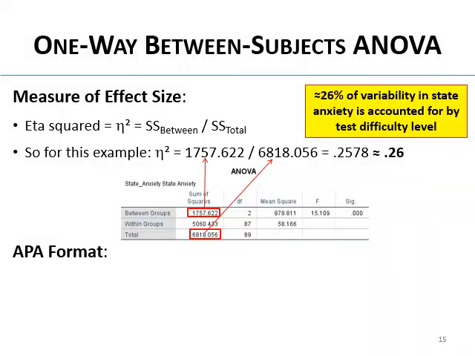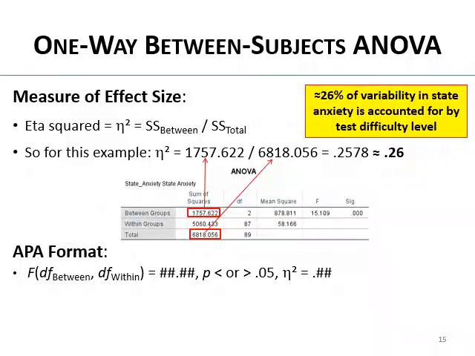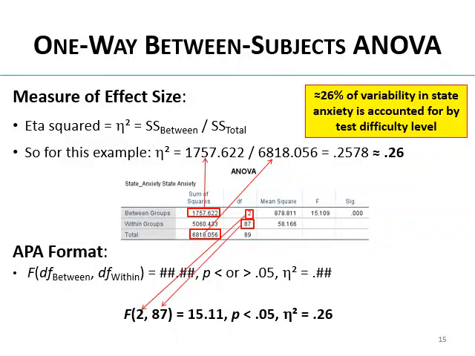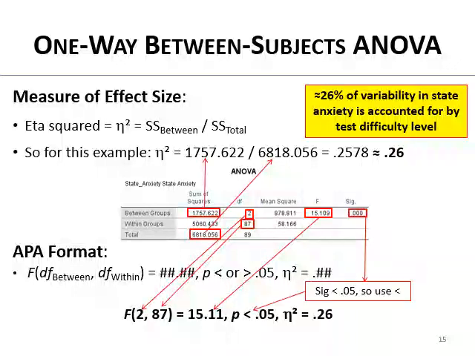And now APA format. There's the general form of it again, where we have to fill in all the info. There it is, all filled in with the info from the table above plus eta squared. You've got an F with 2 and 87 degrees of freedom equal to 15.11. The sig value was zeros, which was less than 0.05, so we write p less than 0.05. And finally, our eta squared comes from our little hand calculation above, 0.26. So that is how you would report this in APA format if you reported it in a sentence.